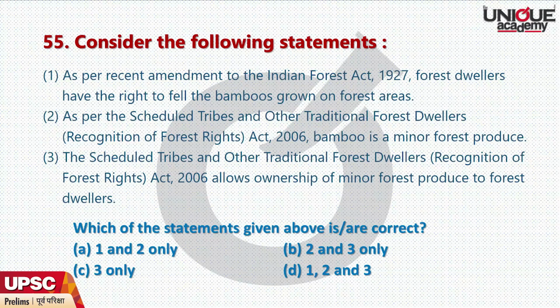Okay, so question number 55 is the one related to the Indian Forest Act. The first statement is, as per the recent amendment to the Indian Forest Act 1927, forest dwellers have the right to fell bamboos grown on forest areas. Now see, with reference to this statement, they have made a certain change in the act which eases the transit and felling restrictions for bamboo in private lands. But forest dwellers still do not have the right to fell bamboos grown on forest areas as per the Indian Forest Act, because there are still some legal provisions which prohibit this. So the government officials are still eligible to take action in case of illegal felling.